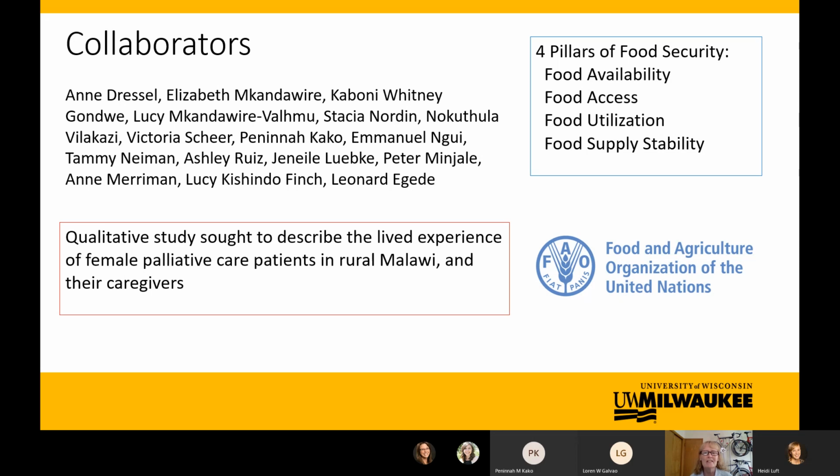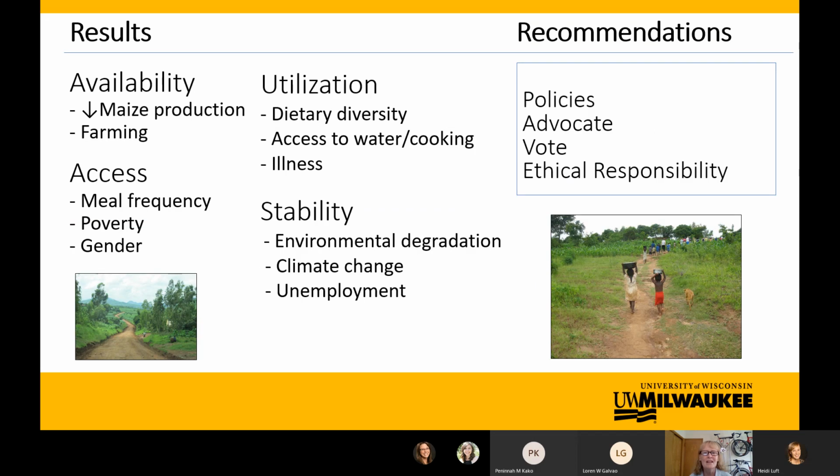We had many collaborators on this project, including students in the College of Nursing, and the study was led by our colleague, Professor Makandaweri Valmu. And you can see that we were not aiming to study food insecurity. It was an unexpected major finding. And then we used deductive qualitative analysis to group our findings within the 4 pillars of food security. And we found that 100% of our study participants experienced food insecurity.